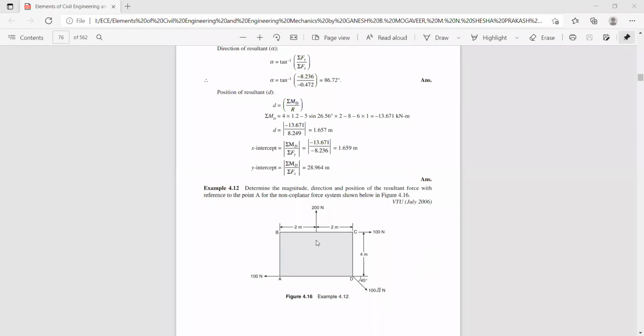So now you know how to find. Do you have any problem in finding sigma Fx and sigma Fy? Are you clear with the concept? Hello?